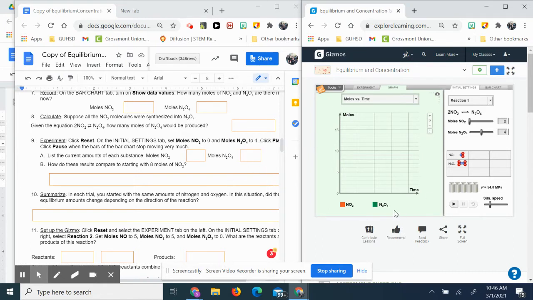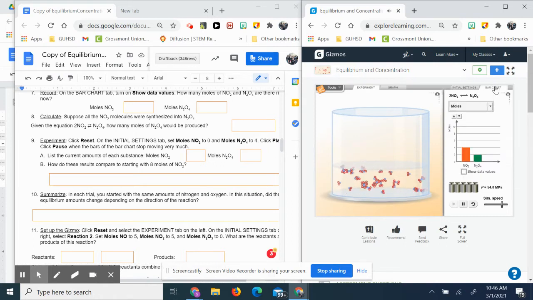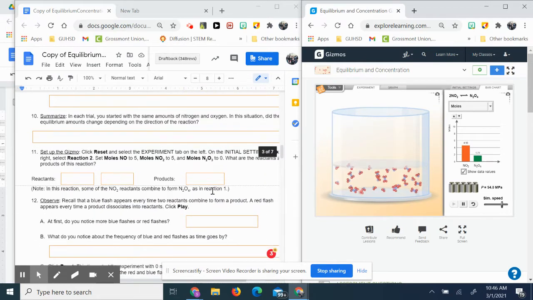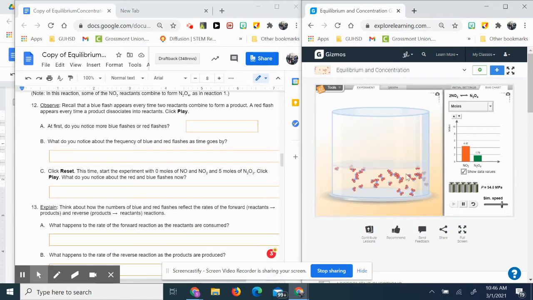Another thing you can do is, when you hit play, increase the sim speed and look at the experiment. Every time I see a flash, I'm going to see a change in my chemical, or I can even look at my bar chart. In my bar chart, I can show my data values, which will help me answer some of the questions here. So you're going to go through this and answer the questions on this gizmo based on what you run here.